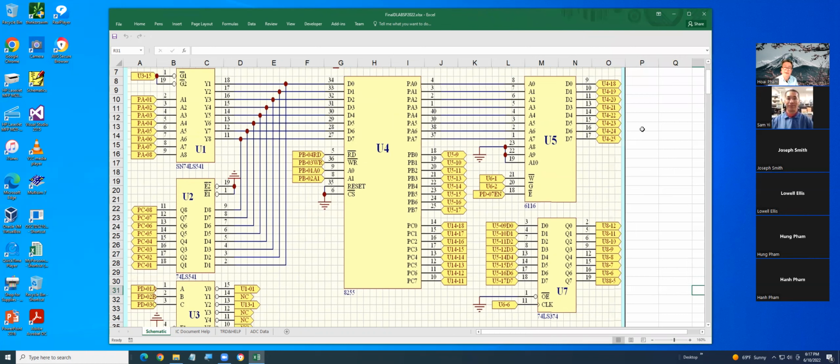Okay, you know this one, to give you more understanding, easier than the lab 30. That's the thing that we're talking about, U4, 8255. That's a PIO, programmable input output.